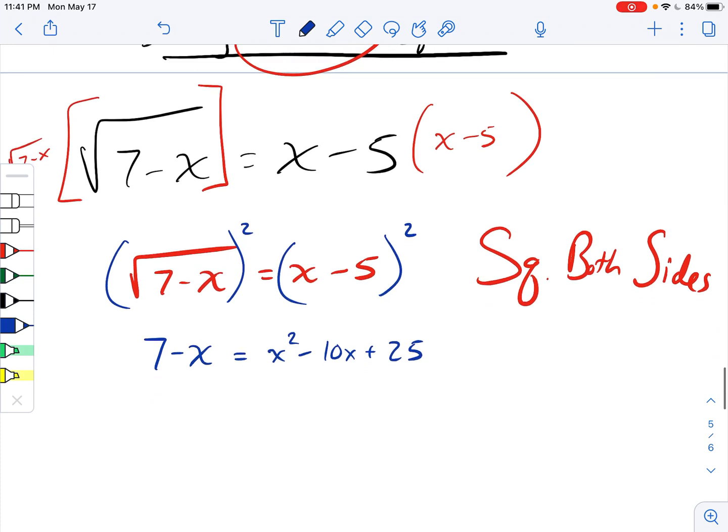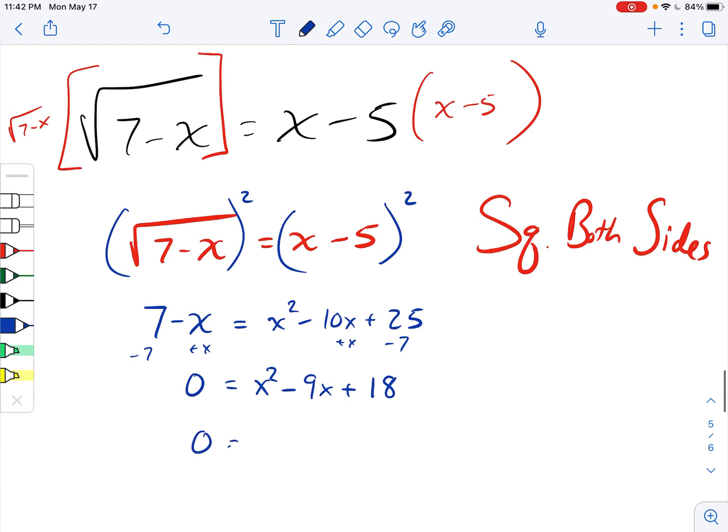Now I'm going to bring everything to one side and solve this quadratic equation. So I'll subtract 7 and I'll add an x. So now I have to solve this quadratic equation, and so I'm going to do that by factoring. If I couldn't factor, I would use the quadratic formula. And so my two values are x minus 3 and x minus 6. Those multiply together to give me a middle term of negative 9x and a final term of positive 18. So that means x is equal to 3 and x is also equal to 6.